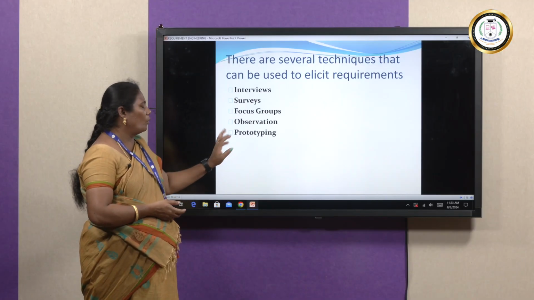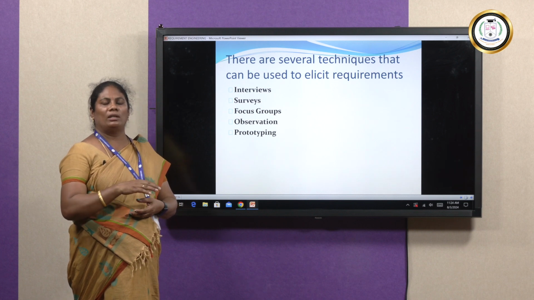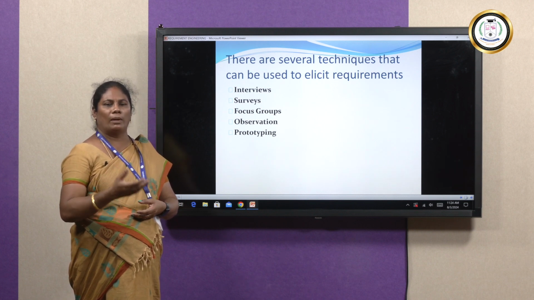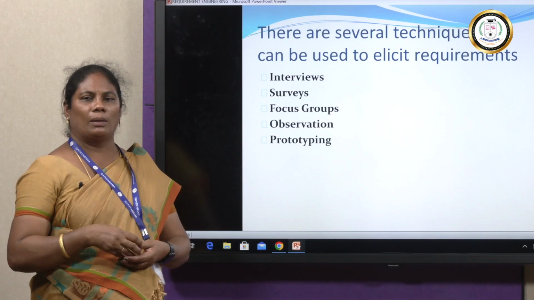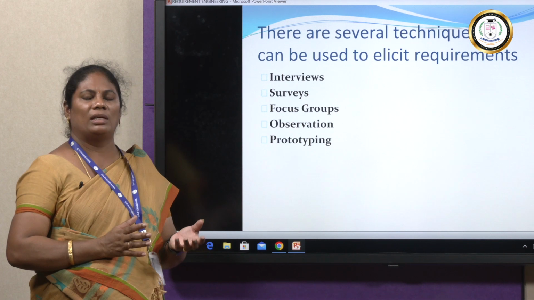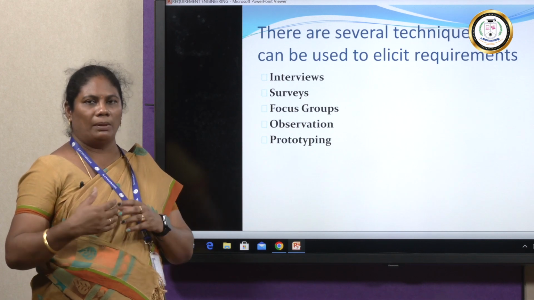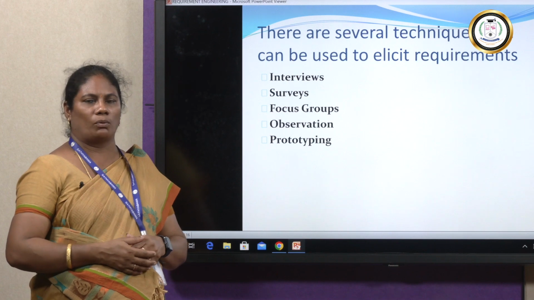Then prototyping means that the old version of the product is developed as a new product. The domain is already known, and that domain can be implemented using new trending languages. That is also called prototyping.